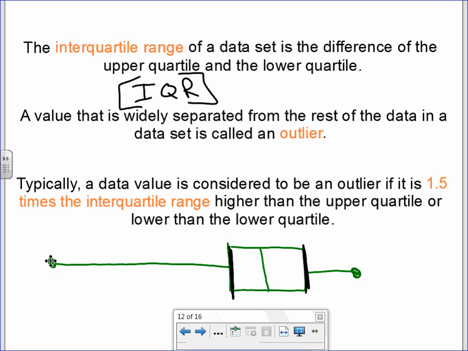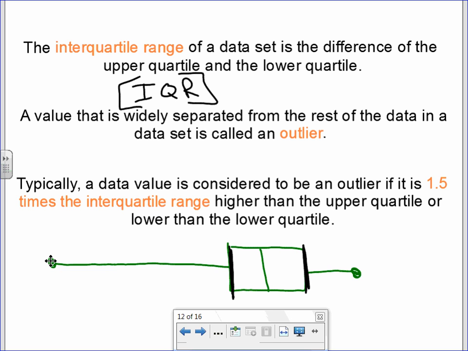Now, the interquartile range can be used to figure out if one of your data points is a true outlier. Up until now, we just kind of estimated outliers, and we were like, yeah, that number doesn't quite go with the rest. He must be an outlier. Well, there's an actual mathematical way of finding if something's an outlier.